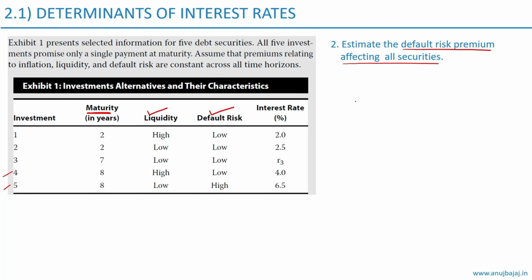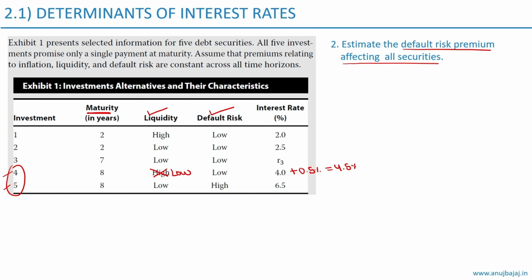First, let us make the liquidity profile of both these investments the same. Let us make investment 4 a low liquid investment. So to compensate for this low liquidity, we need to add a liquidity premium to the interest rate. We know from question 1 that the liquidity premium is 0.5%. So the new interest rate is 4.5%.